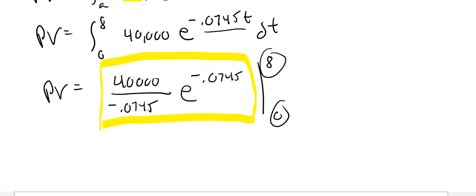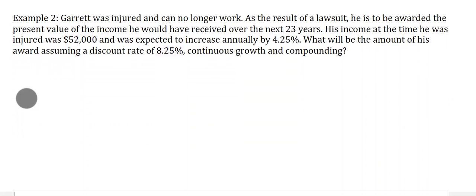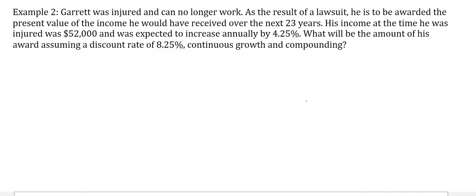In the next example, once again, we are looking for present value, but in this particular case, we have a revenue flow that is not constant. So let's see what we've got here. Garrett was injured, no longer work. The result of a lawsuit, he is to be awarded the present value of the income he would receive over the next 23 years. So we have our upper bounds of integration. His income at the time was $52,000. However, it's expected to increase annually by 4.25%.